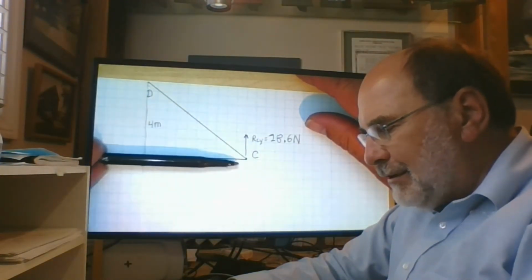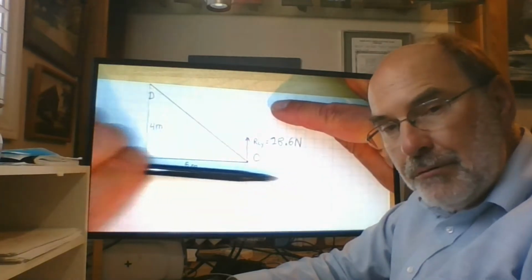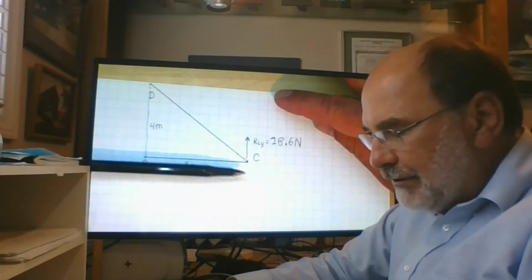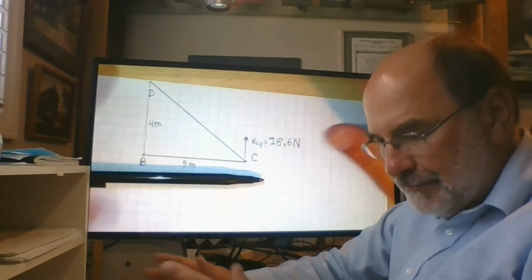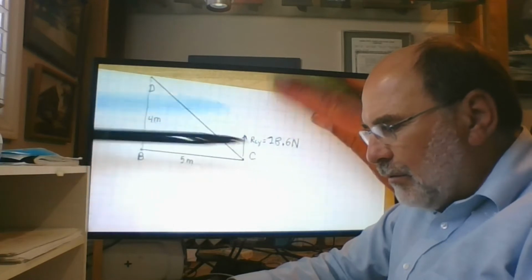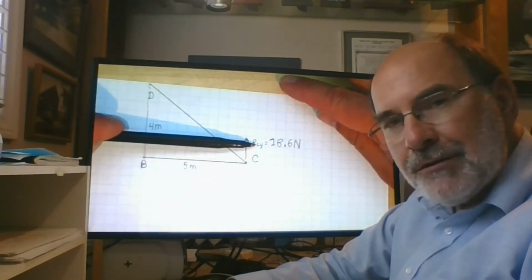So BC can only push in the horizontal direction or pull in the horizontal direction. These truss members can only pull or push in the direction that they are drawn. So what can BC do to cancel out this 28.6 newtons?